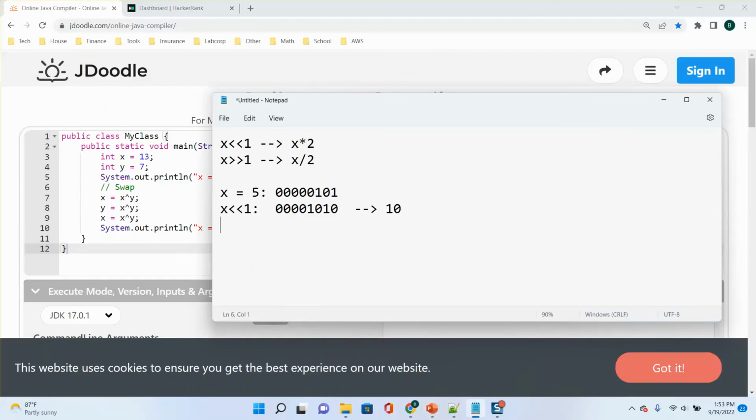Now, if I shift to the right by 1 unit, it means what? 1, 0, 1 moves to the right, then this one will be lost. There's only 1, 0. So 0, 0, 0, 0, 0, 0, 1, 0. This is 2. 2 equals 5 divided by 2. This time, 5 divided by 2 gives the quotient, not the remainder. So let's prove that.